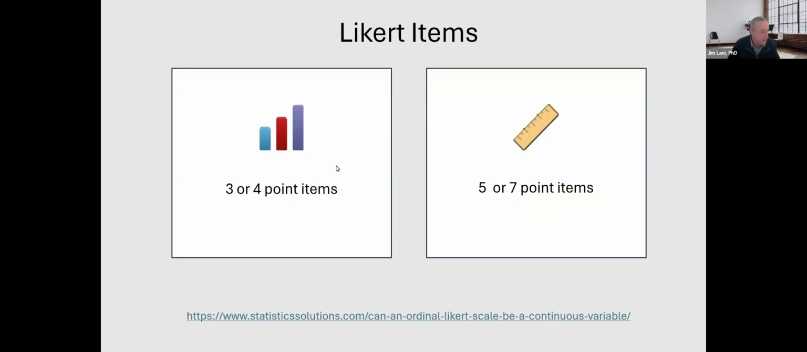There's a question that often arises whether or not a Likert type item, particularly these strongly disagree to strongly agree, is that a scale or ordinal. The basic rule of thumb, and you can look at a quick white paper on that on this website, is that if it's a 3 or 4 point scale, one item, 3 or 4 point scale, keep it as ordinal. 5 or 7 point scale, keep it as scale or treat it as scale.